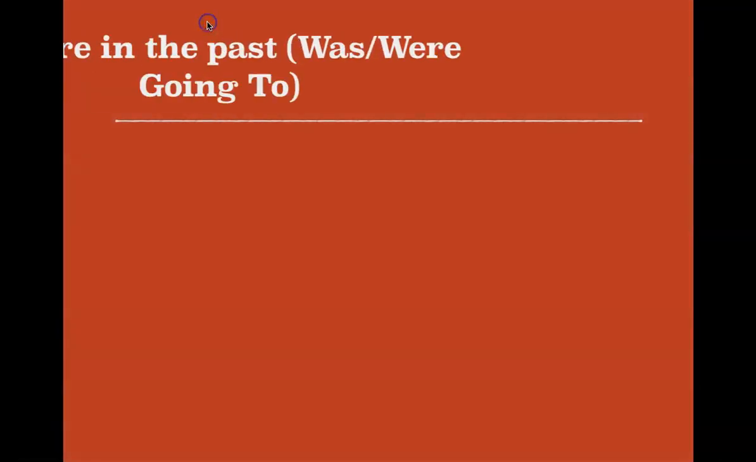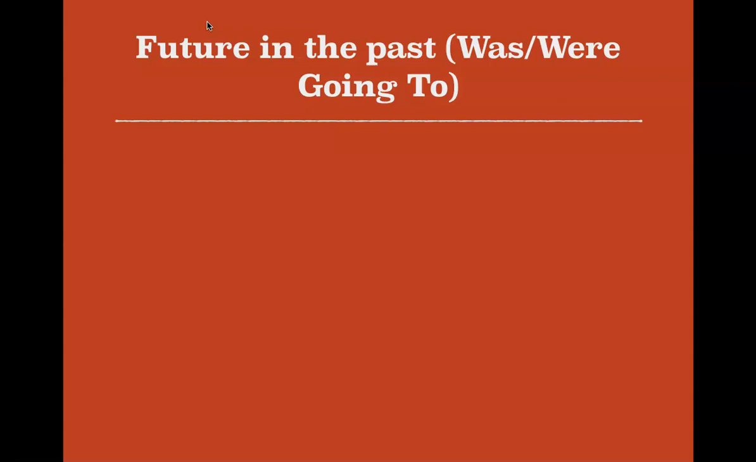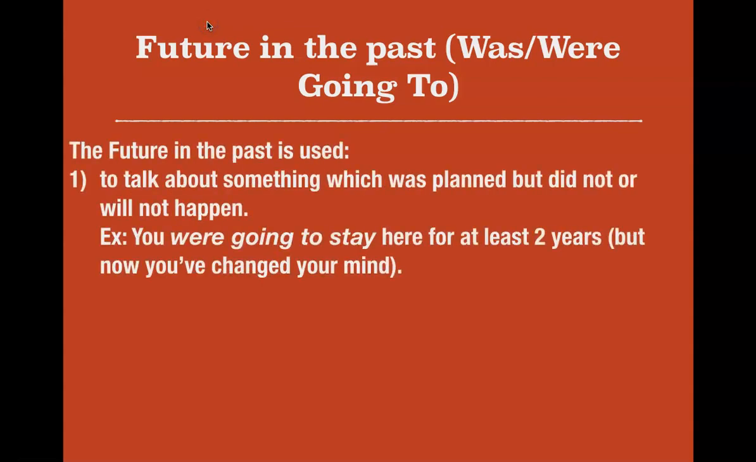Okay, let's move on to the future in the past. The future in the past is basically the form of to be going to, but instead of the to be at the beginning, we use the past simple form of to be. So the future in the past is used to talk about something which was planned but did not or will not happen. If you see the example, you were going to stay here for at least 2 years, but it means that now you've changed your mind, or you've changed your plans.